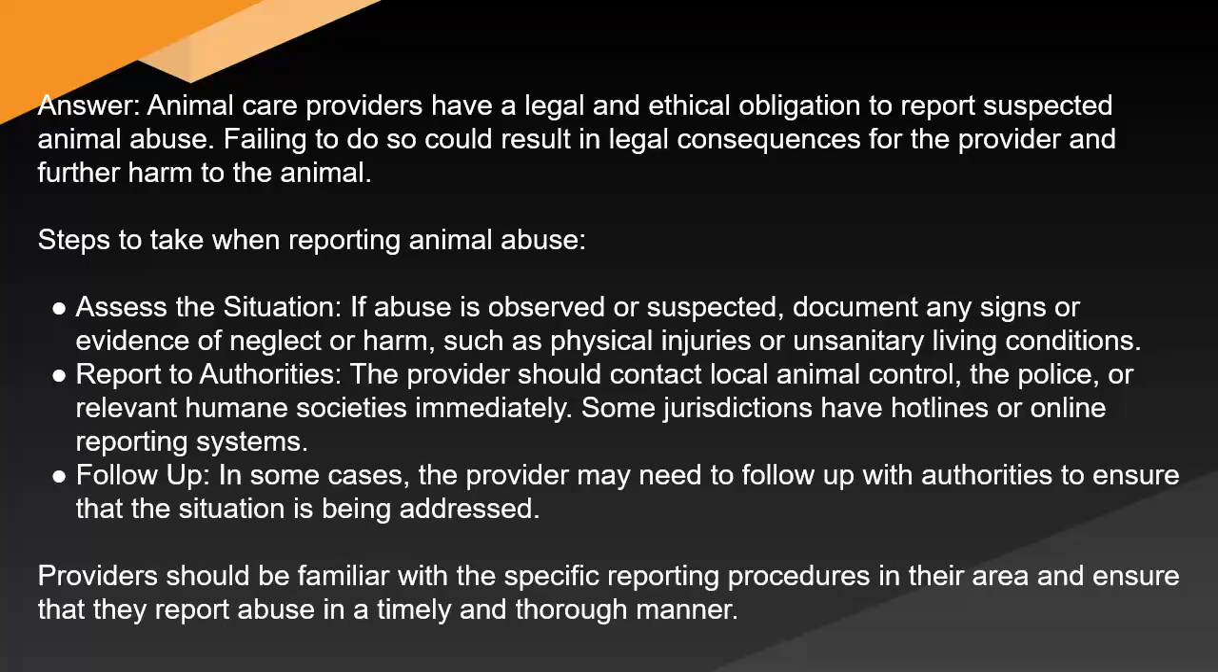Steps to take when reporting animal abuse: assess the situation. If abuse is observed or suspected, document any signs or evidence of neglect or harm, such as physical injuries or unsanitary living conditions. Report to authorities. The provider should contact local animal control, the police, or relevant humane societies immediately. Some jurisdictions have hotlines or online reporting systems. Follow-up. In some cases, the provider may need to follow up with authorities to ensure that the situation is being addressed. Providers should be familiar with the specific reporting procedures in their area and ensure that they report abuse in a timely and thorough manner.